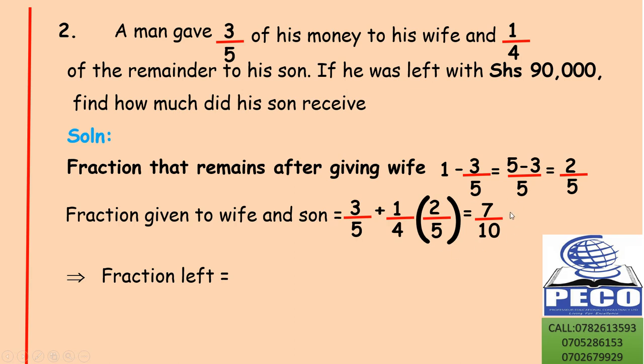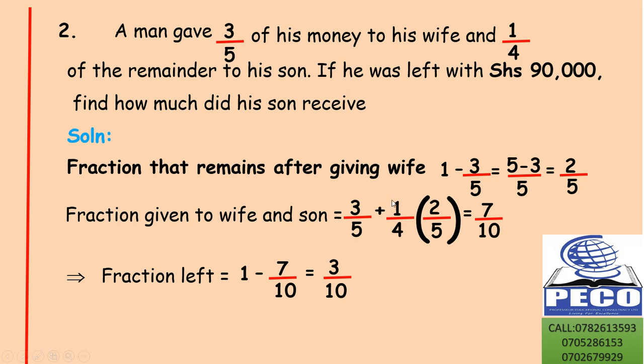Now after giving the wife and the son, what fraction will be remaining? Why are we getting interested in this fraction? Because we were told in the question that he was left with 90,000 shillings, so we need to know what fraction remains after giving the wife and the son. So if the wife and the son received 7 out of 10, then the remaining fraction will simply be 1 minus what has already been given, 7 out of 10, and that gives us 3 out of 10. So the fraction remaining after giving the son and the wife is 3 out of 10.